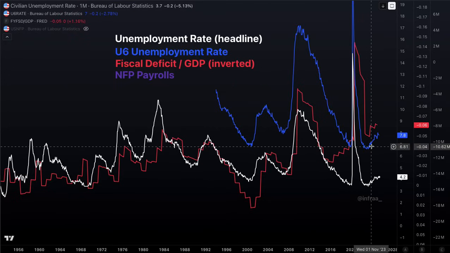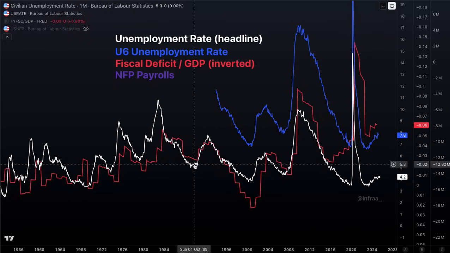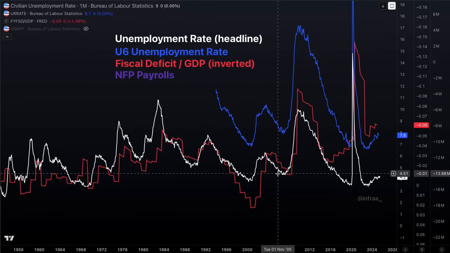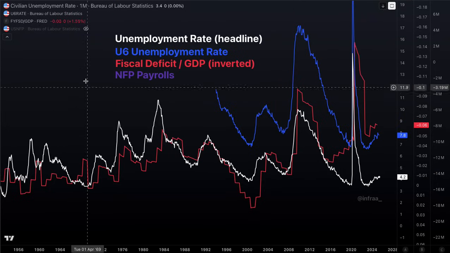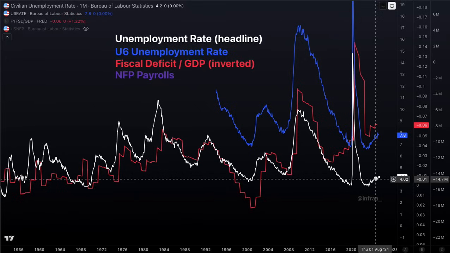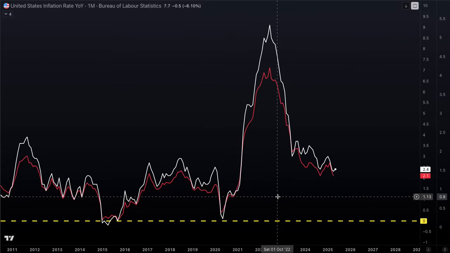Here in blue, I do want to point out the U6 unemployment rate. You won't hear this rate reported much, but this starts to include other components, right? This includes part-time workers that are only part-time because of economic reasons. It includes discouraged workers, and this indicates an unemployment rate of 7.8%, which is significantly higher than the headline number that you will hear reported on the nightly news.